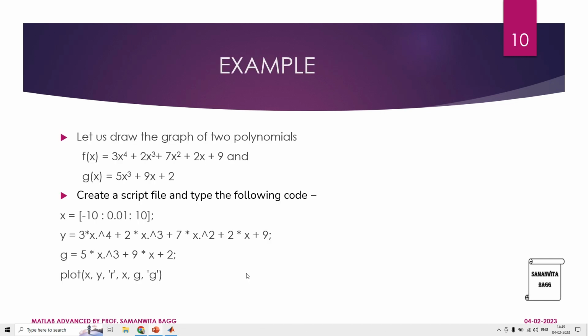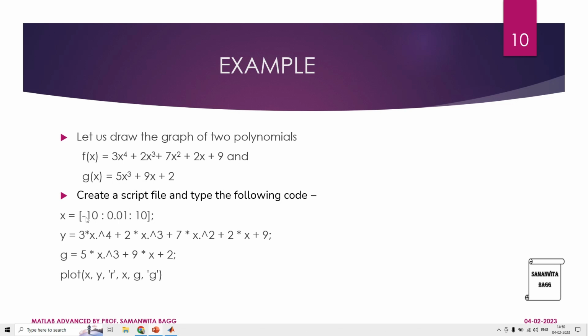Let's use this example to understand the usage of colors. Let us draw the graph of two polynomials. F of x is 3x raised to 4 plus 2x cubed plus 7x squared plus 2x plus 9, and g of x is 5x cubed plus 9x plus 2. So we need to plot these two graphs.